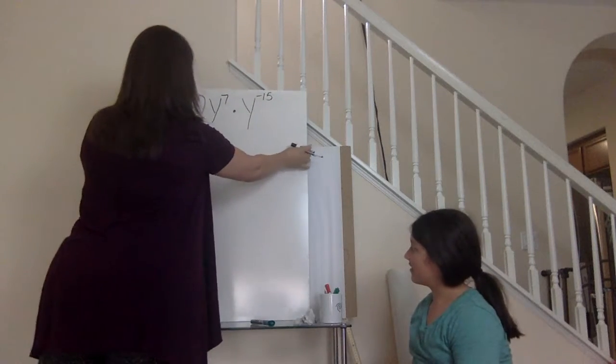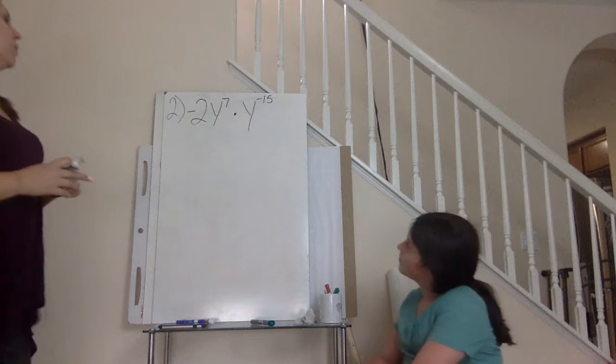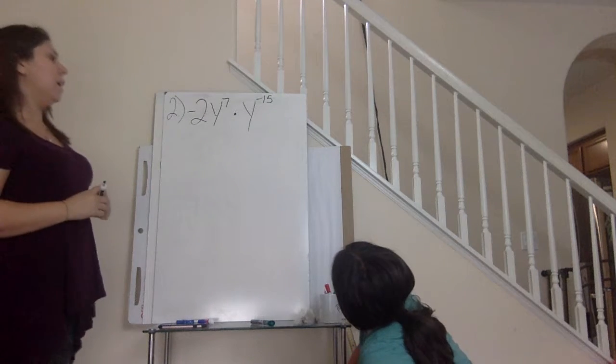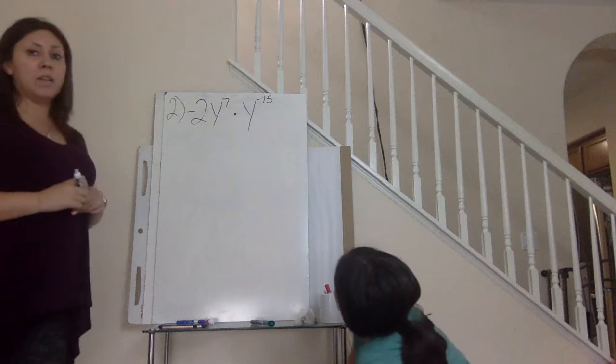Question number 2. I have negative 2y to the 7 times y to the negative 15.